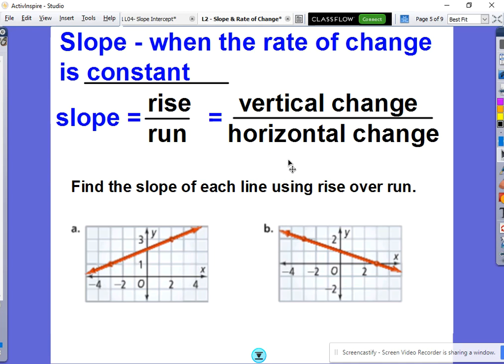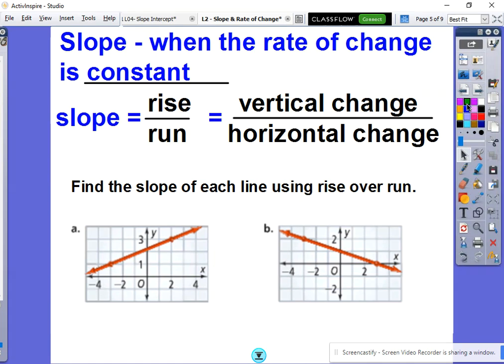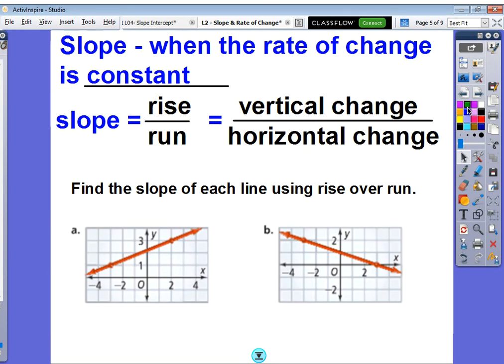Did you go to the right 3? Did you go to the right 4? Did you go to the right 9? Most of the time, we're always going to go to the right, and very, very rarely are we going to go to the left. That's the horizontal change. So right here, look at these two graphs. We're going to look at their horizontal and vertical change, and that'll help us determine the slope.